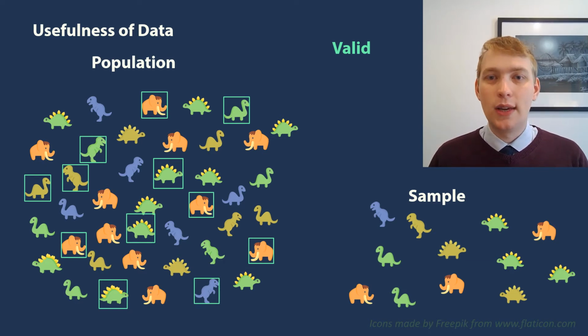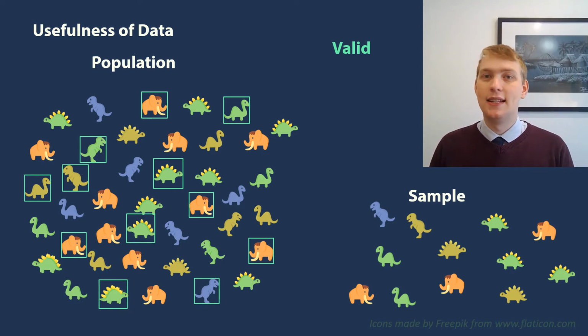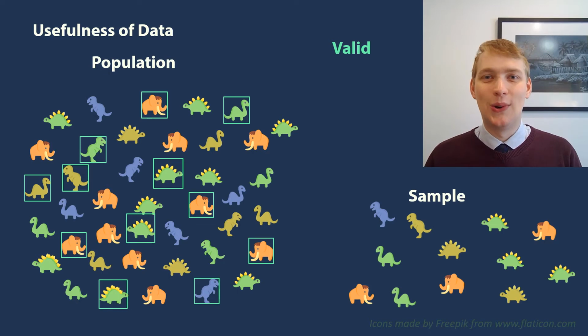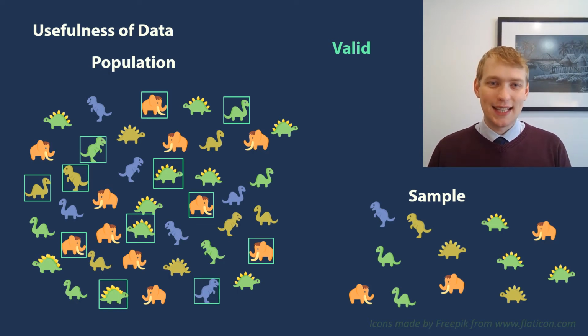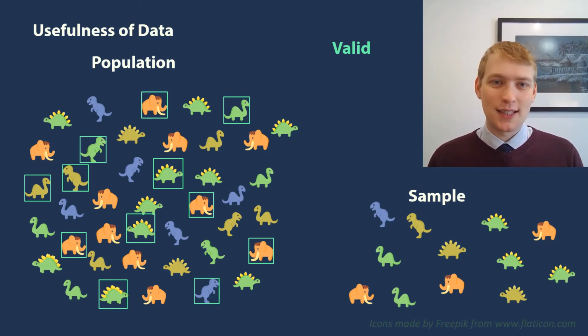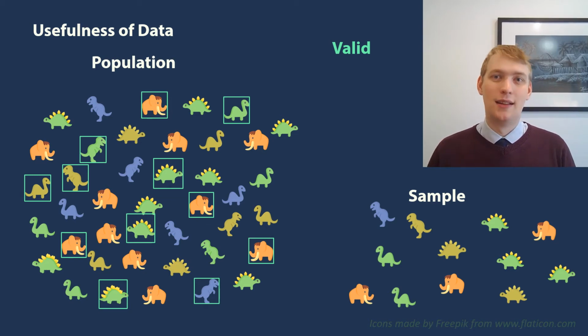Now, when we are looking at a sample, we can have a sample that is either valid or invalid. So you can see here, this is a pretty valid sample. You want it to be representing the population well, pretty much random. You can see here there's a good range of different types of animals and different colors of animals, and so we're representing the population we have there well.